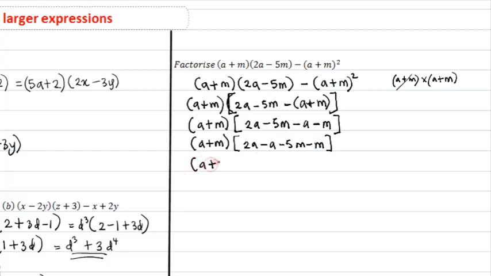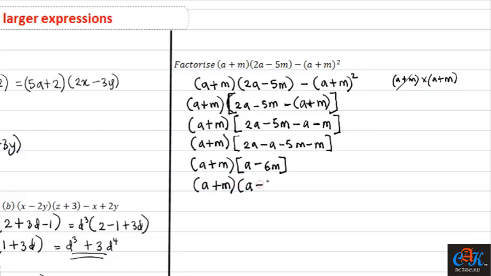So a plus m will then be equal to 2a minus a, which is a, just like 2a minus 1a. So it's still a. Minus 5m minus m will give us minus 6m. Kind of like minus 5 minus 1: if you are owing me 5 naira, then I lend you 1 naira again, that means you're owing me 6 naira. So minus 5 minus 1 is minus 6. So we put our m. That's our final answer: a plus m bracket a minus 6m.